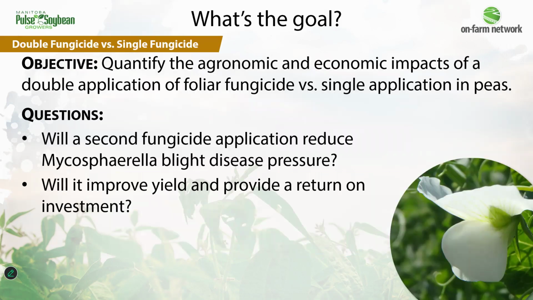And then the second fungicide trial is comparing 2 applications of fungicide versus 1. The questions we're looking to answer are, will a second application reduce disease pressure, and will it provide a return on investment? So in the wetter years, it's been more common for farmers to compare single versus double applications, asking the question, do I need that second application to protect and maintain pea yield?